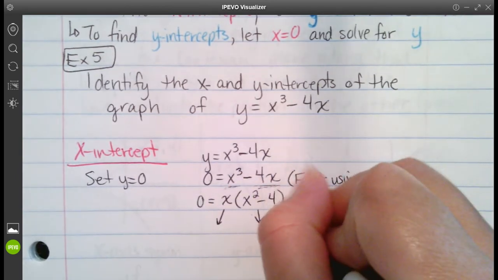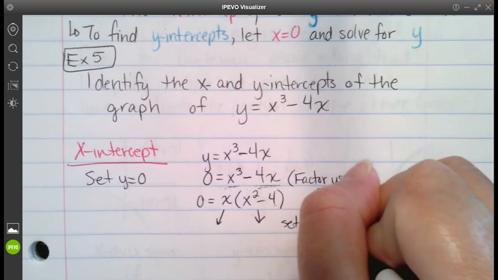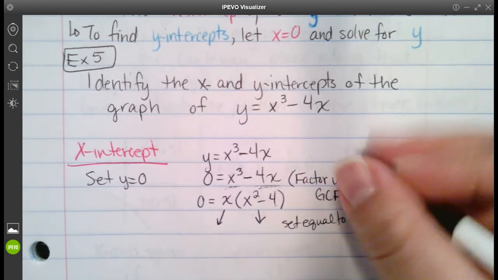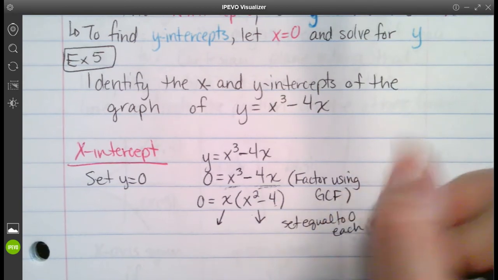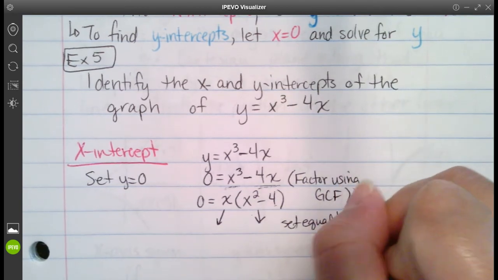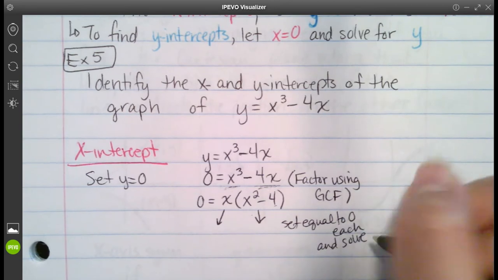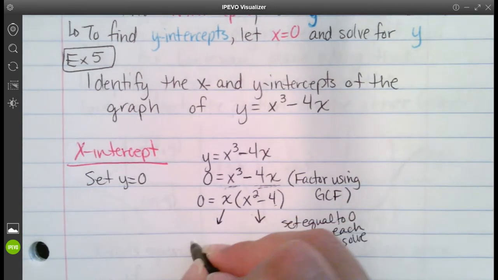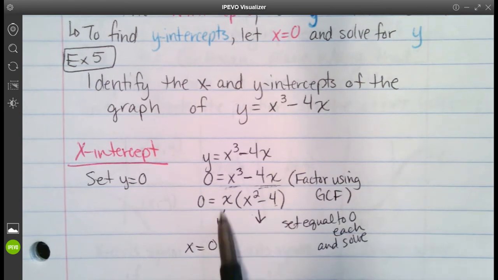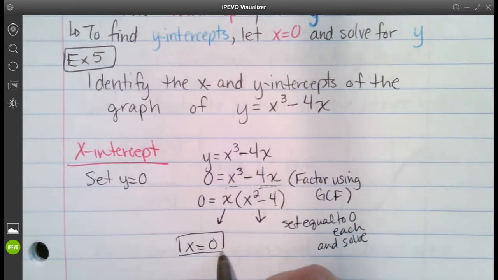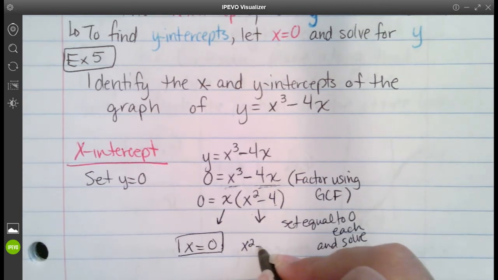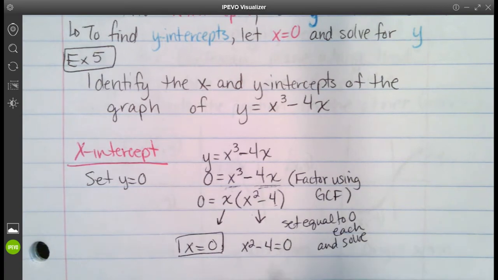Okay, then from here, you're going to set each factor equal to 0 because that's what we're solving, and solve. Okay, so that means this one's going to be x equal to 0. And that one, once we're at this point, we're kind of done. So there's one answer. Okay, this one is a little bit more difficult. So x squared minus 4 equals 0.